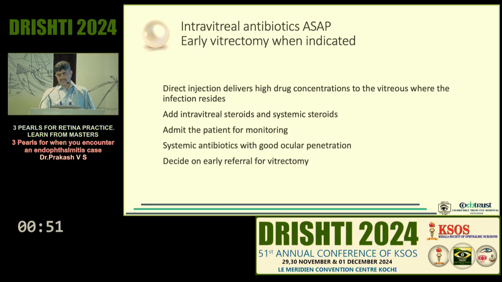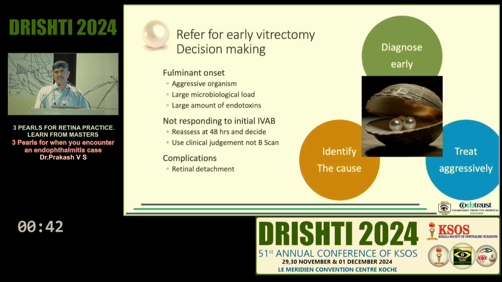And the last but not least step is to decide whether this patient requires an early vitrectomy or not, and if it requires, send him early to a VR surgeon for surgery. So here your decision making is dependent on what is the onset of the endophthalmitis. Less than 4 days is called fulminant endophthalmitis. That means the organism is either very aggressive, or you have inoculated a large amount of organism along with the endotoxin, probably a contaminated fluid, into the eye. So in these cases, treating the organism is not enough, you have to remove the endotoxins as much as possible, which is only possible by doing a vitrectomy.